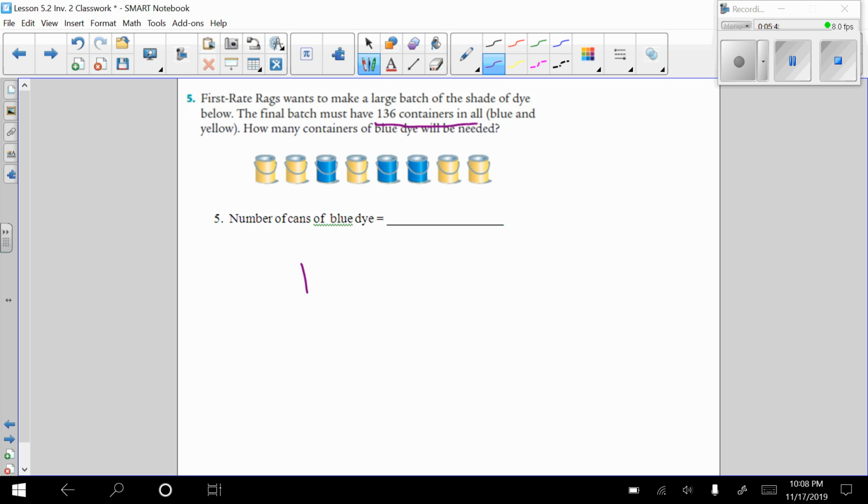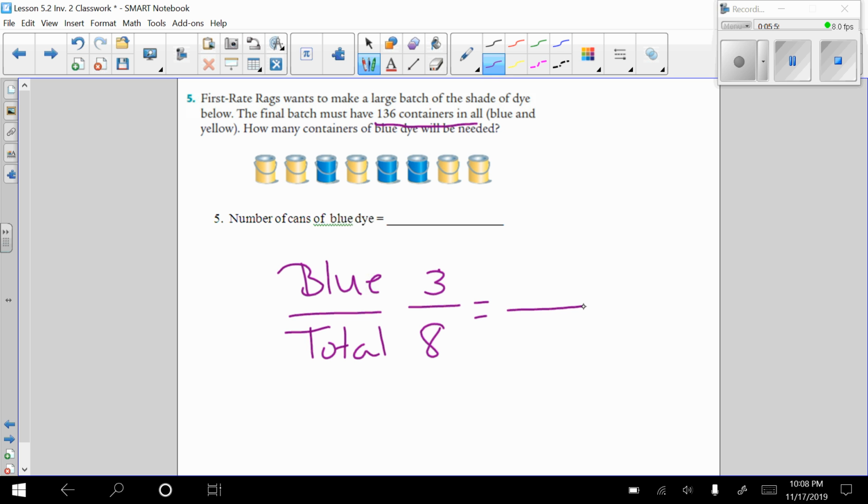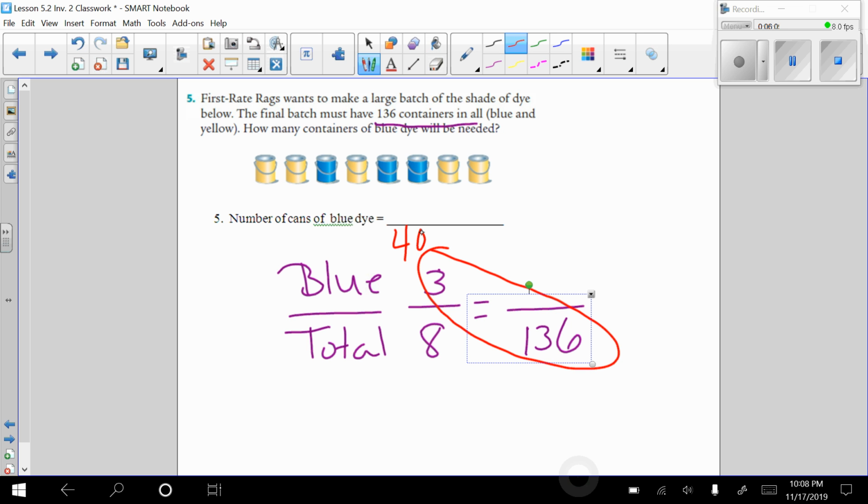Well, I am comparing blue to total containers because they want to know the total. So I have 3 blue in my picture for a total of 8 containers here. How many of those blue would I have if I had 136? Again, if I cross multiply 3 times 136, I get 408. Well, 408 divided by 8 would give me a total of 51 blue containers of paint.